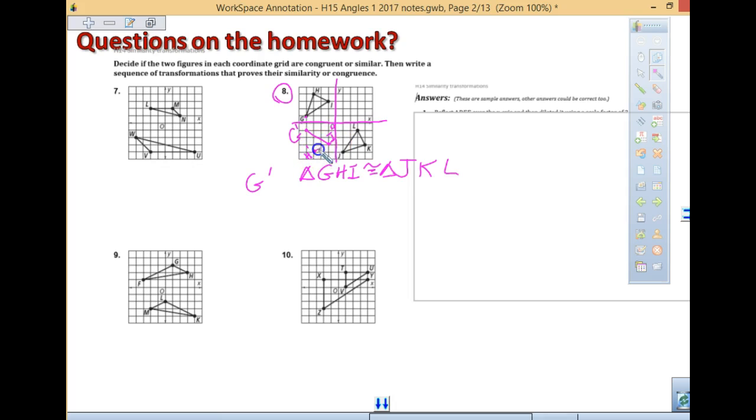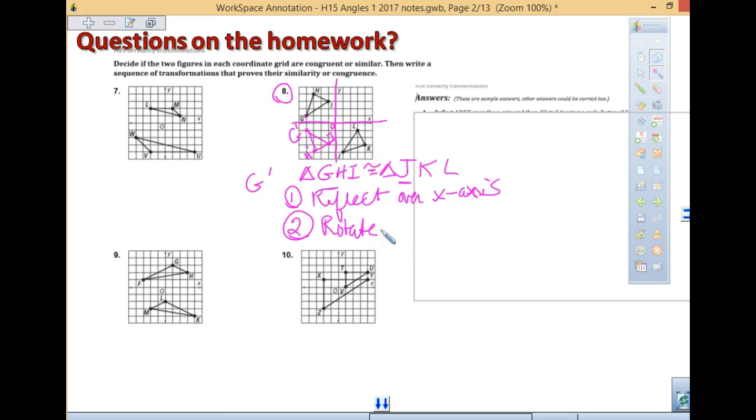So I now have this triangle. Is that going to get me where I need? What do I have to do now to get it so that G matches up to J? What does it look like I'm going to have to do to G to get it to J? Looks like I'm probably going to have to. So our first thing was we reflected over the x-axis. And our second step looks like we are going to do what?